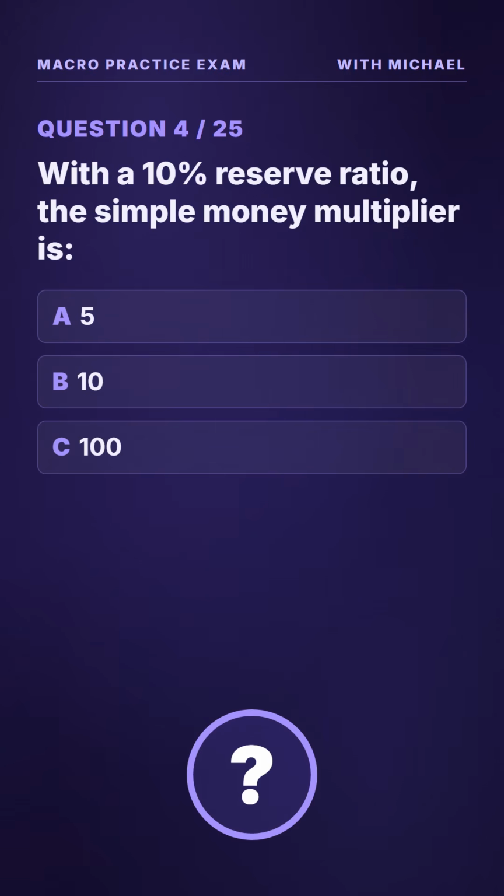Question 4. With a 10% reserve ratio, the simple money multiplier is A. 5, B. 10, C. 100.